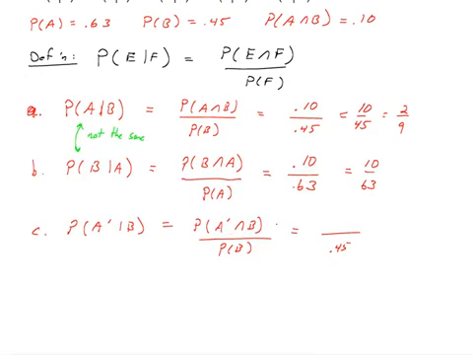So when you run across this, now an unconditional probability problem, sometimes it's nice just to go back to Venn diagrams to figure out what this probability is based on the area in the Venn diagram.